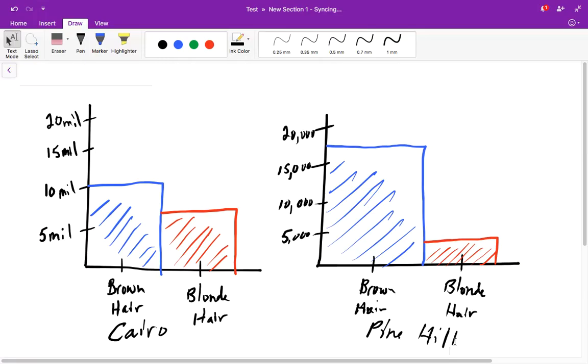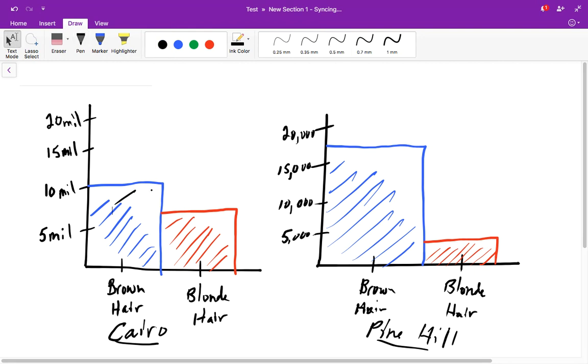All right, so this is just a quick example as to why we need the relative frequency. Let's say that we were doing a study on the people in Cairo versus the people in Pine Hill, and the type of hair color that they had. If you look here, 10 million people in Cairo have brown hair, and 7.5 million people have blonde hair, whatever. I was making these numbers up. And we say that 17,500 have brown hair in Pine Hill, and 4,000 have blonde hair in Pine Hill. Now, because Cairo is a much larger city, you might look at this and say, oh, well, there's more people that have brown hair in Cairo.